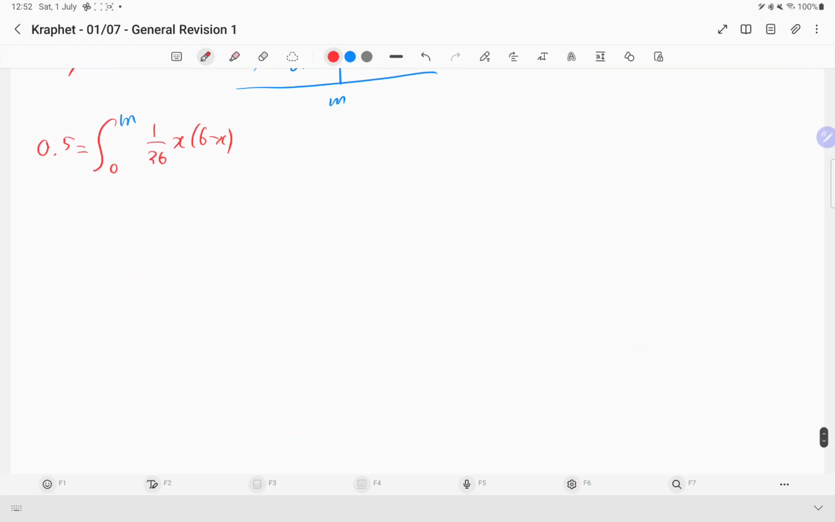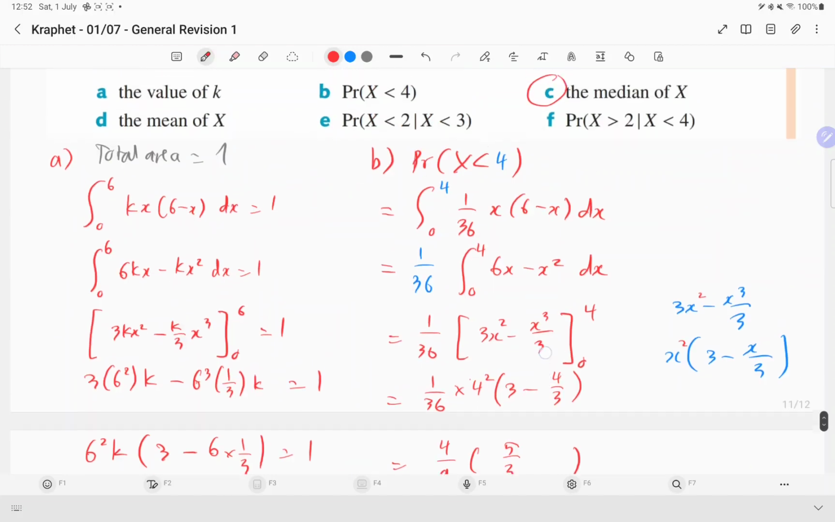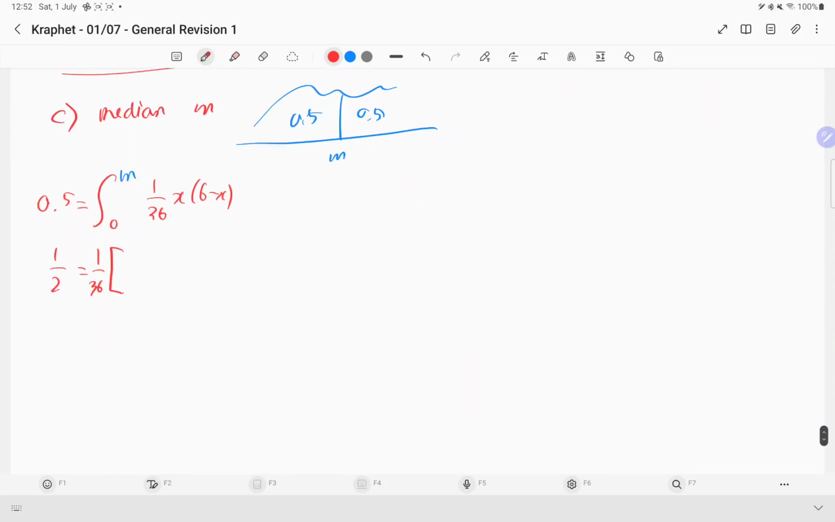Okay, same thing. This time, to work it out, I'll write it as a fraction and then anti-derive it. Again, I already got the result over there, so I'm just going to copy that over. So the result is this thing here. All right, so 3x squared minus x cubed on 3 from 0 to m.